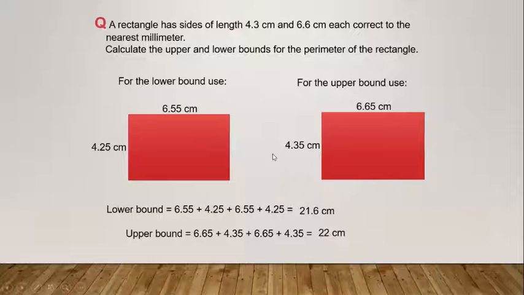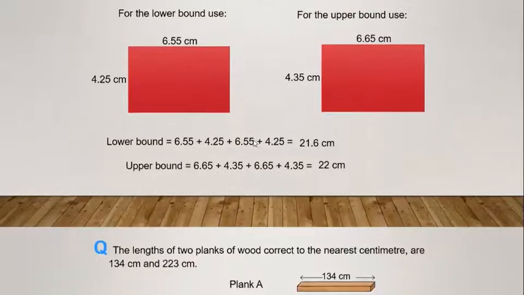Got it? So what you have to remember here: first find the upper and lower bound of the dimensions given. Very, very important. First find the upper and lower bound of the dimensions and then go for calculating the perimeter, or even if area is asked. Got it? Okay, let us take the next question.